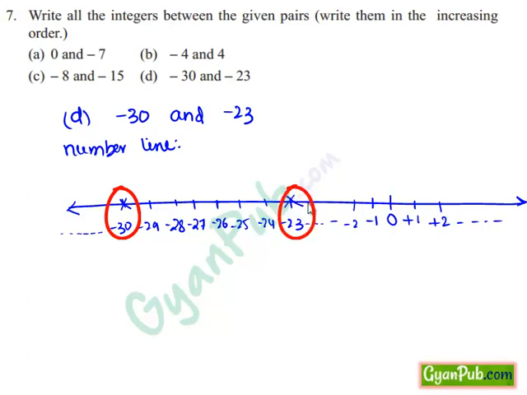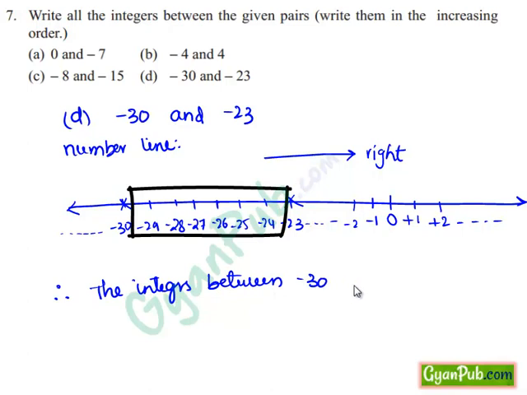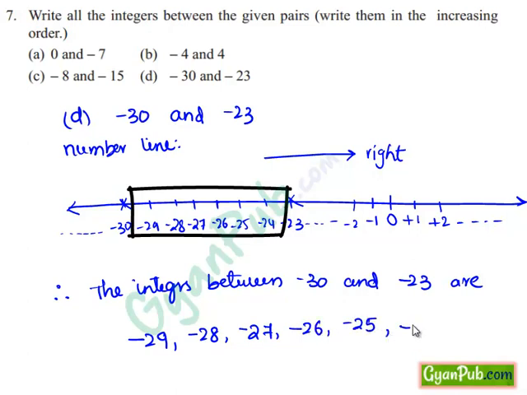By observing this number line, we can say that there are 6 integers between -23 and -30. They are -29, -28, -27, -26, -25 and -24. We know that as we move in right direction on a number line, numbers are in increasing order. Hence, the integers between -30 and -23 are -29, -28, -27, -26, -25 and -24, and these integers are in increasing order.